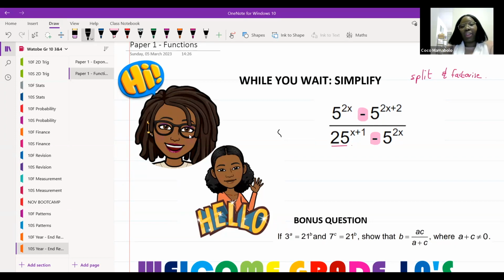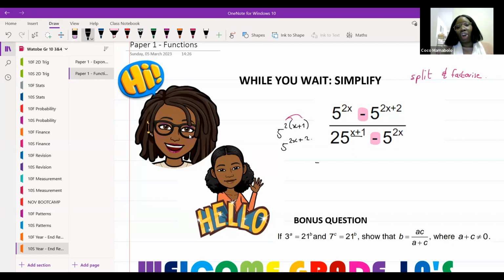So I'm going to end up with 5 to the power of 2 multiplied by that x plus 1 over there. So I'm going to distribute. I'm going to end up over here with 5 to the power of 2x plus 2. That's what I'm going to end up with over there. And I'm just doing that step on the side so that when we actually split, we're not doing 3 steps. We're only doing 2.